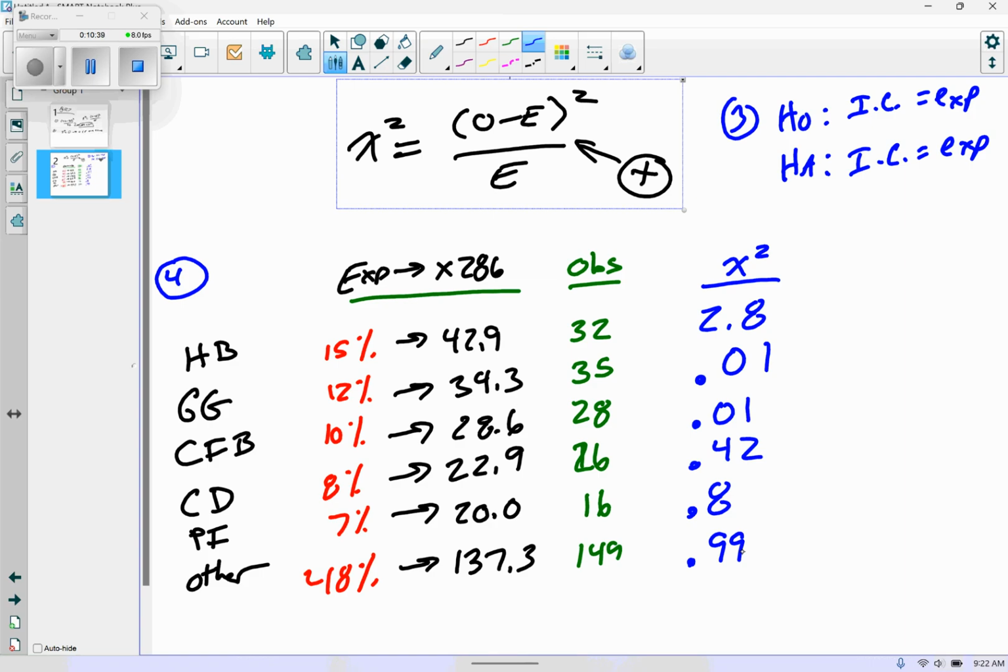Questions about that? Now, at a point soon, probably on the next page, we're going to have to add up 2.8 plus 0.01 plus 0.01 plus 0.02 plus 0.8 plus 0.99. And that's actually what we saw.